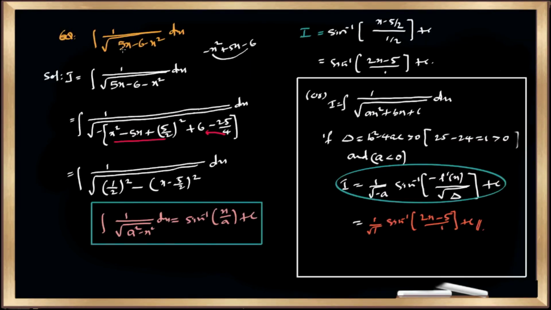Next one, integral of 1 by root over 5x minus 6 minus x square dx. First we have to arrange in order. So we can write minus x square plus 5x minus 6. Anyway, we have to make a perfect square. For making a perfect square, we always have to make the x square coefficient positive 1. So minus 1 is there. So take minus common within the root. This minus x square becomes plus x square. Plus 5x becomes minus 5x. Minus 6 becomes plus 6.